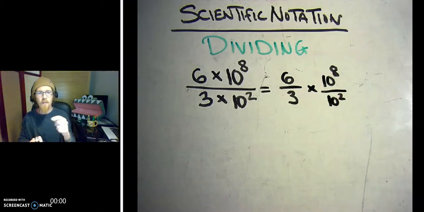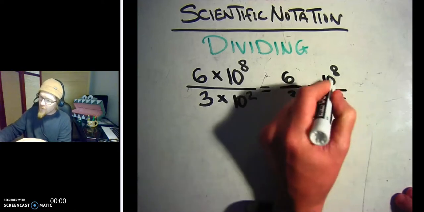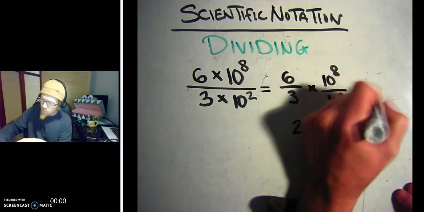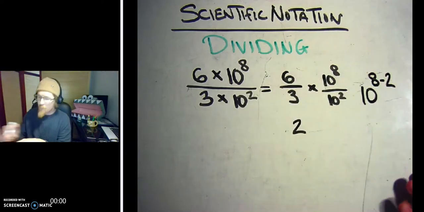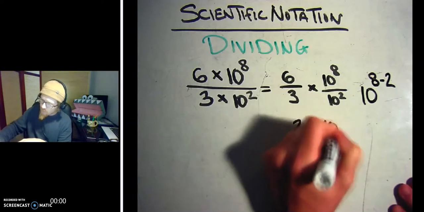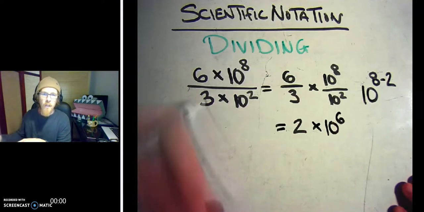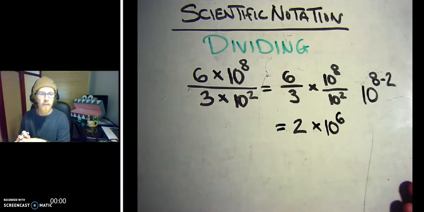Because I know that 6 divided by 3 is equal to 2, and I know that 10 to the 8th divided by 10 squared follows our quotient rule, where I can subtract those exponents, and I end up with 10 to the 6th. And so I've taken two scientific notation numbers and I've divided them, and I've produced another scientific notation number.